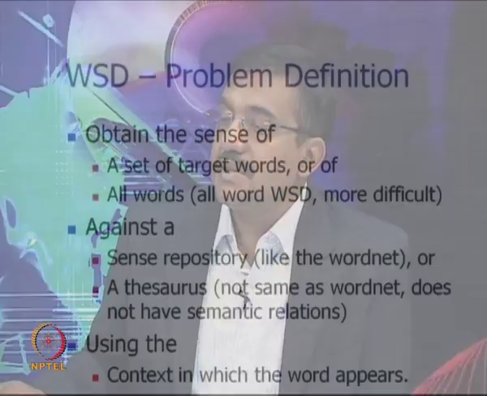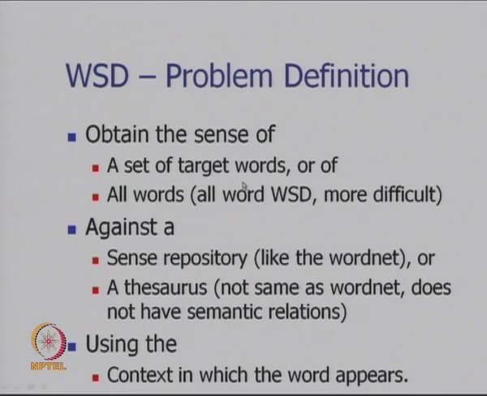So, the problem definition is obtain the sense of a set of target words or all words against a sense repository. For example, like the WordNet or a thesaurus. Thesaurus is not the same as the WordNet, it does not have semantic relationships. And obtain the sense of a set of target words or all words against a sense repository using the context in which the word appears. So, this is the problem definition. We would like to understand the concrete sense of a word as it is used in the context.